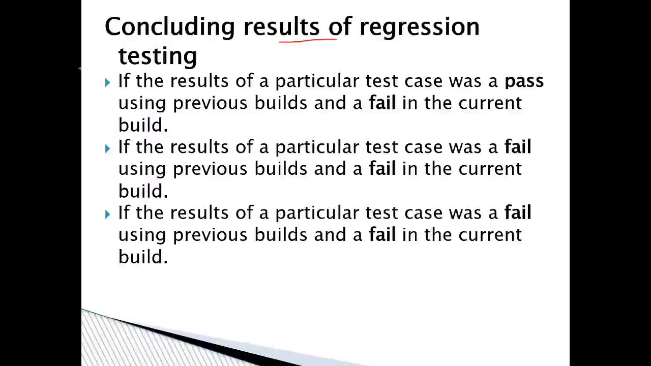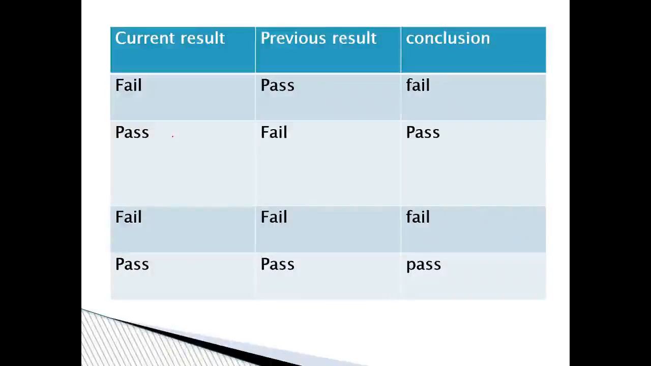Concluding results of regression testing. So this is the last part, the last method of regression testing. Now after identifying test cases, analyzing and prioritizing them, dividing them and identifying the criticality and impact of defect fixes, you need to come to the conclusion and result of this regression testing. That is, if the result of a particular test case was a pass in previous builds and a fail in the current build, what can be the result of this? We'll understand this with the help of a table.